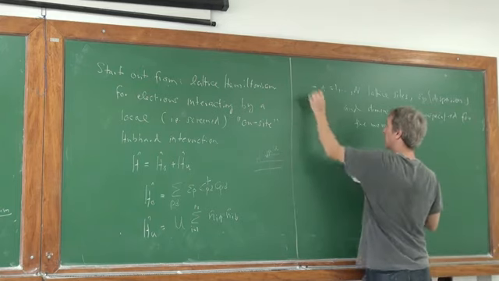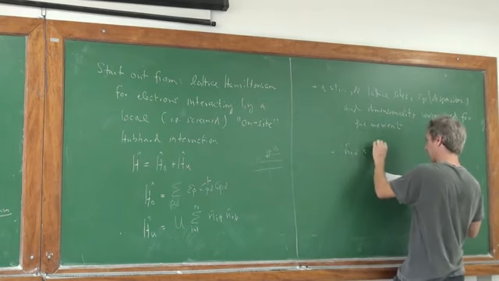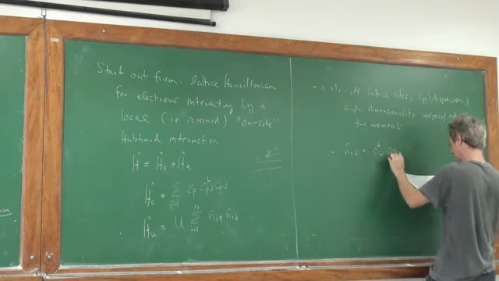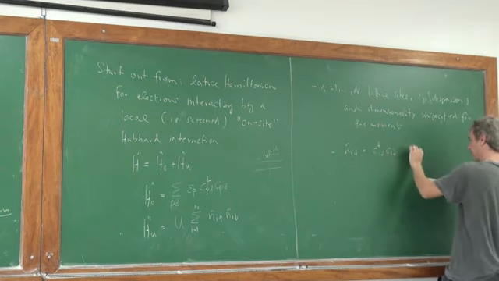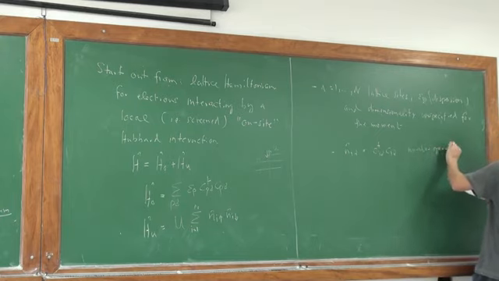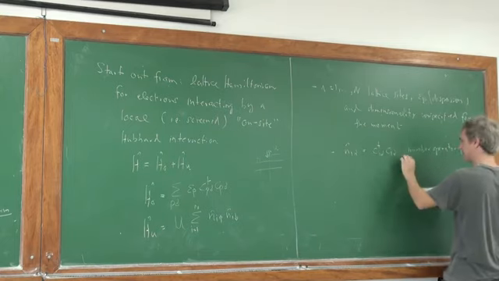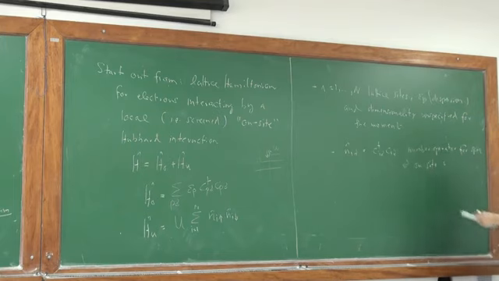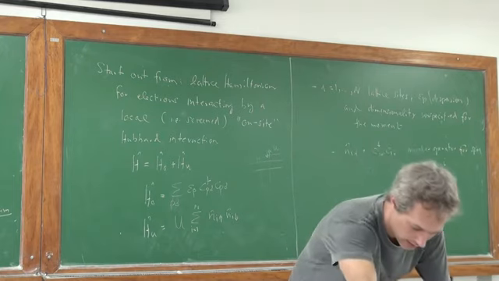And then the other comment is that this n i sigma is just the number operator. So it's the number operator on site i for spin sigma. So that's the model that we are going to discuss.